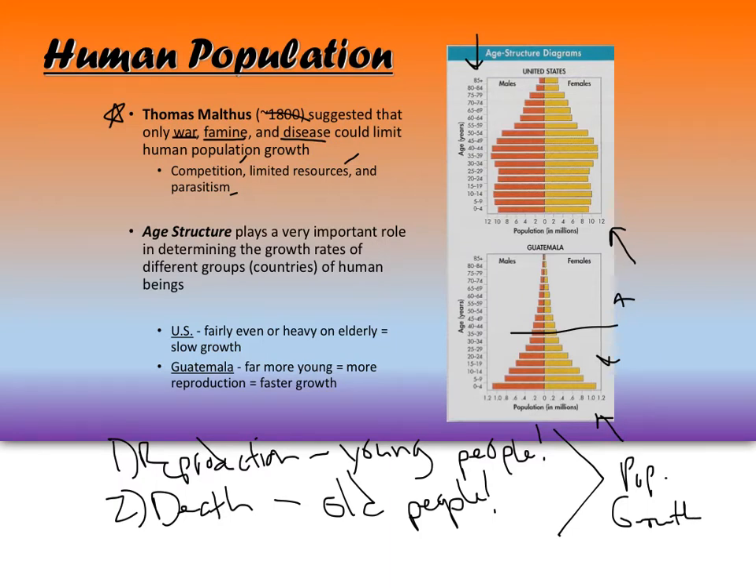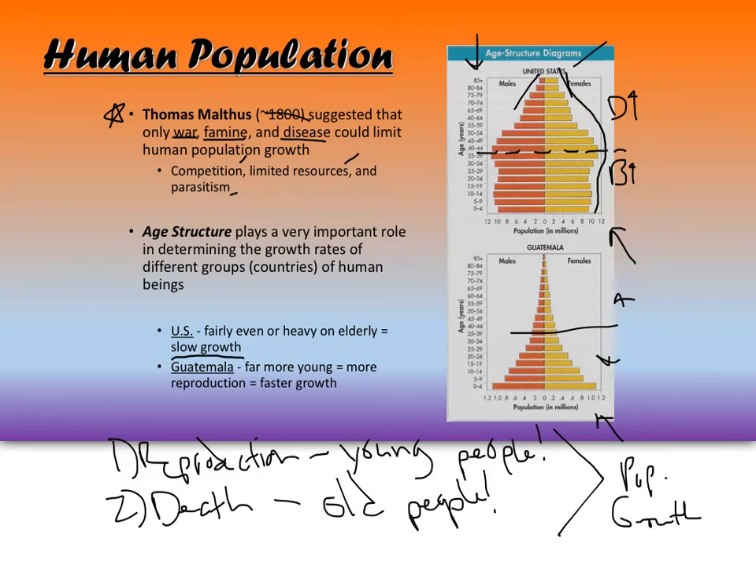So, for instance, if we look at the United States, it has a fairly even graph here. You got a lot of young people, you got a lot of middle-aged people, and you got a lot of old people. Now, obviously, it still tapers here at the top, but for the most part, you got a lot of people, and you've got a lot of people above this line. Now, this means that death is fairly high in the United States, but so is reproduction in the United States. So death kind of high, birth kind of high. Now, what this means is that we have a somewhat stable population. Now, as it says over here, we are a slow-growing population.